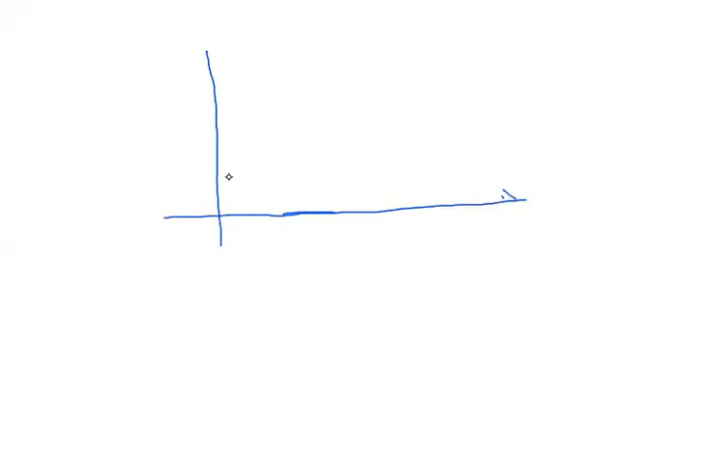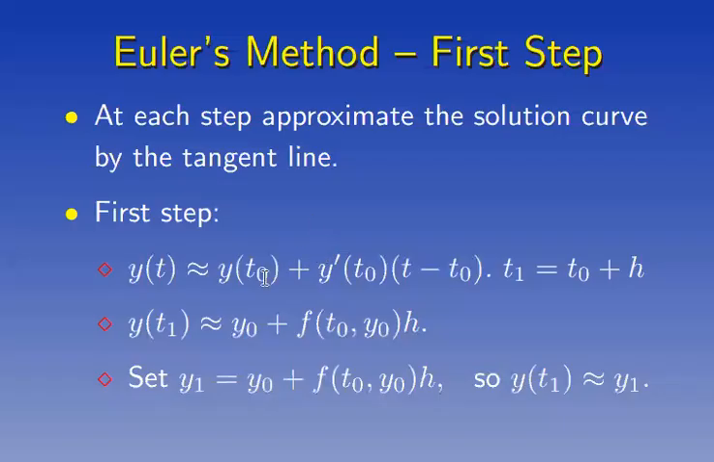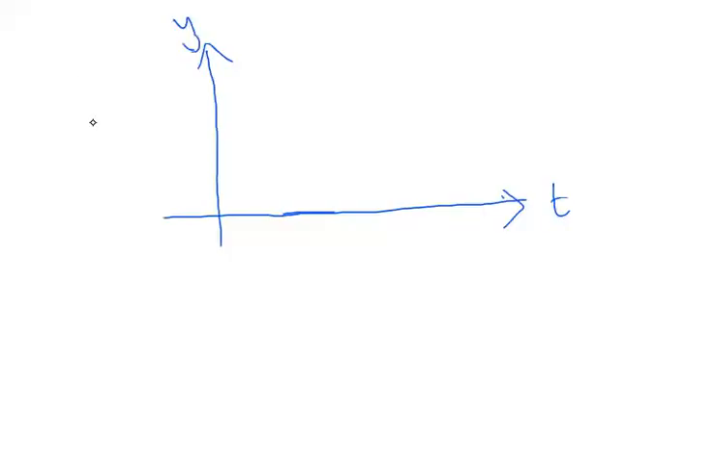This is the independent variable. This time I will take t, so my independent variable is t, and y is the dependent variable that depends on t. Let's specify the initial point, t naught. We know something about that unknown function at this point. So it is specified, otherwise we cannot use numerical methods. So this is the given y of t naught.